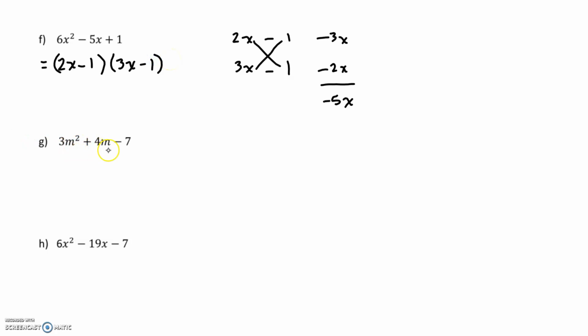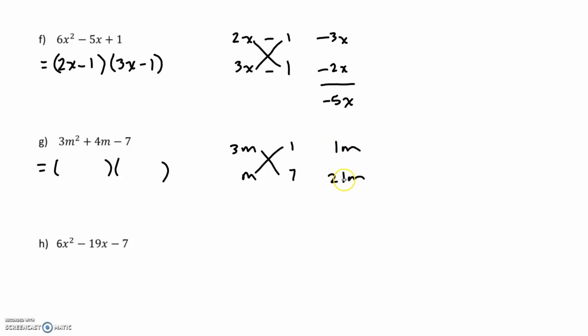3m squared plus 4m minus 7, no common factor, so we know we can go right to figuring out the brackets. 3m squared, there's only one set of factors that will multiply to give me that, 3m times m. And there's only one set of factors that will multiply to give me 7. So let's do 1 times 7. So I have 3m times 7 is a 21m, and m times 1 is a 1m. So that clearly does not work.